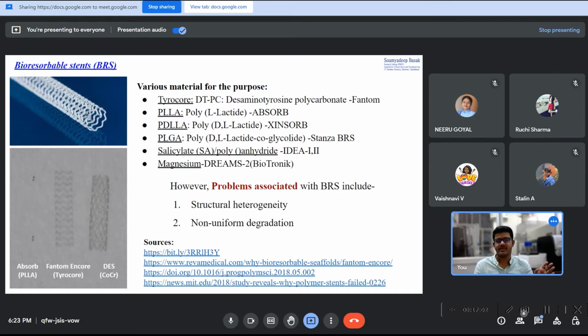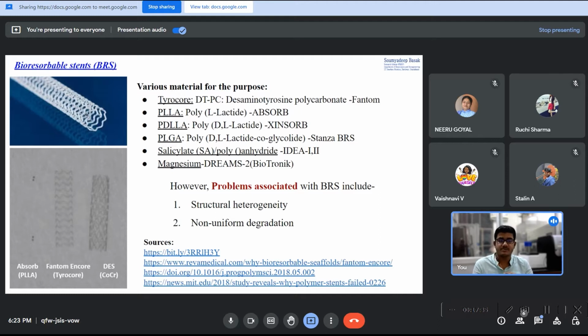There are various materials like this, PLLA, PLGA, salicylate and other composites, magnesium, this kind of materials that are mentioned here. These are the examples of the commercial stents that came up, like this Fantom, Absorb, this kind of commercial material, and what they are composed of. You can also study about it. So this kind of polymeric material was used to fabricate these bioresorbable stents.